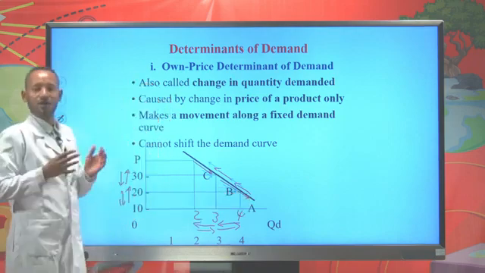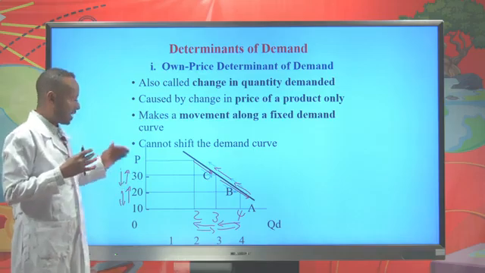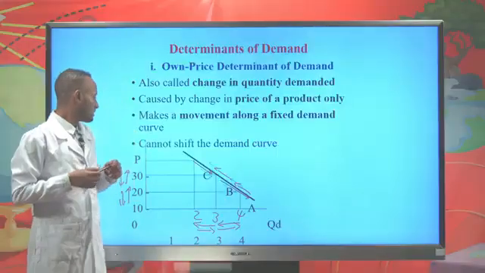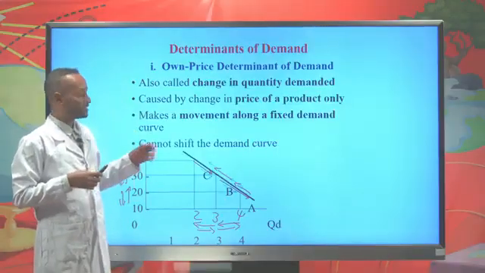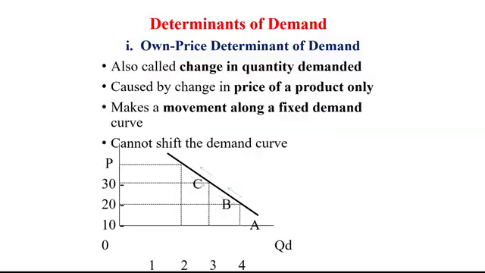So with a change in the price of a commodity from one price to another, the only factor that makes a movement along a fixed demand curve is the change in the price of a commodity. With a change in the price of a commodity, there is no shift in the demand curve. Rather, it makes a movement along the demand curve.